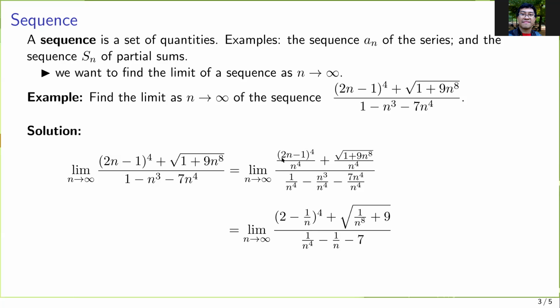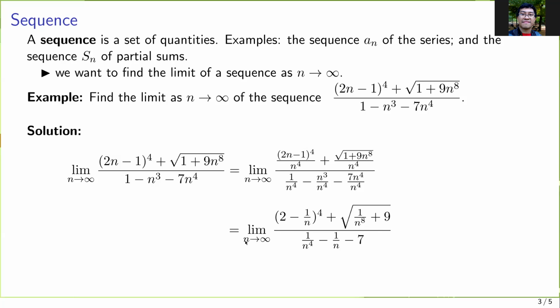So you get 2n divided by n, so that's 2, minus 1 divided by n. We place n4 inside the square root, that becomes n to the power of 8. So we have 1 over n to the power of 8 plus 9 times n to the power of 8 divided by n to the power of 8. Divided by 1 over n4 minus, this becomes 1 over n, minus 7.